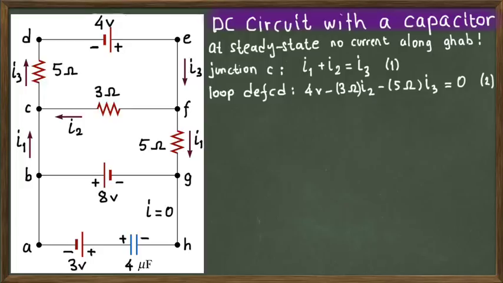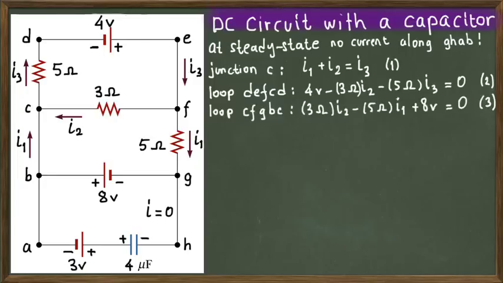Of course, since we have 3 independent currents, that means we have 3 independent variables. To solve these 3 unknown values, we need at least 3 equations. So this is the second equation, and we need one more loop equation, so let's choose a third loop.